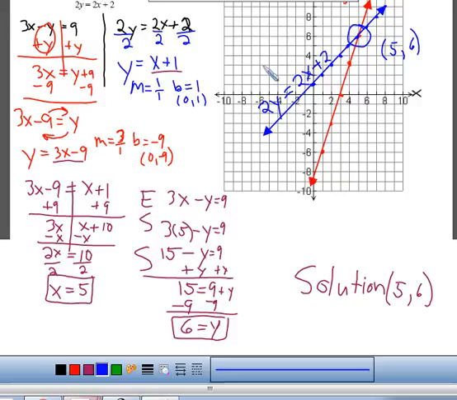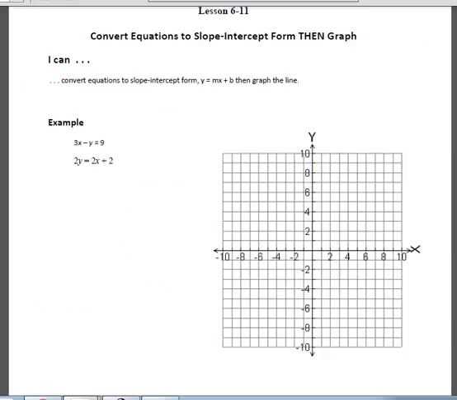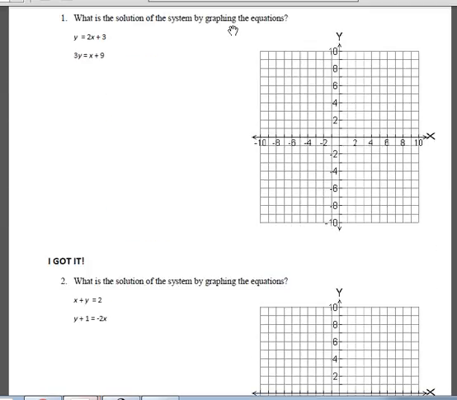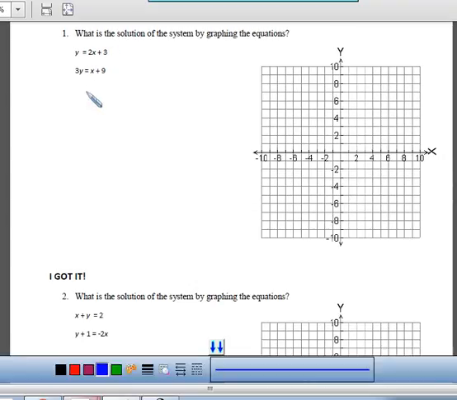Beautiful. Okay, so let's take a look at the next page. Page 62. Alright, so here's what we have. We have two equations. What you need to do is convert them to y equals mx plus b form, and then find the solution. Actually, I'm going to work through this first one with you, because part of it's already done.